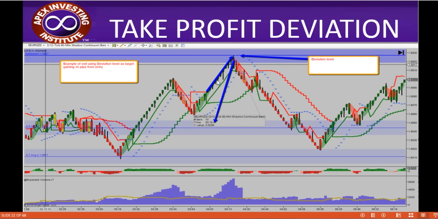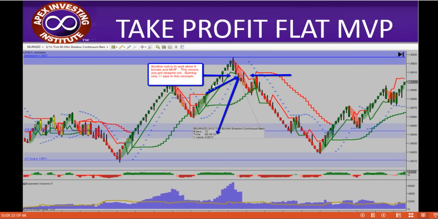Okay, for this example here, just an example of using the deviation level as an exit, like in this particular example, 39 pips from entry to where we exited and took profit. Okay, so you enter a trade, we understand where to enter. It hits a deviation level, we can exit the trade. Okay, another option is to wait.